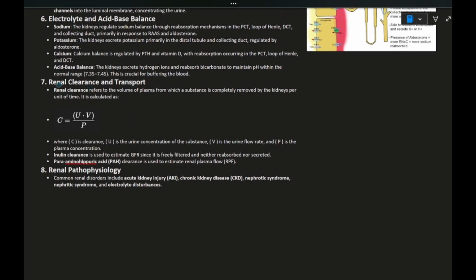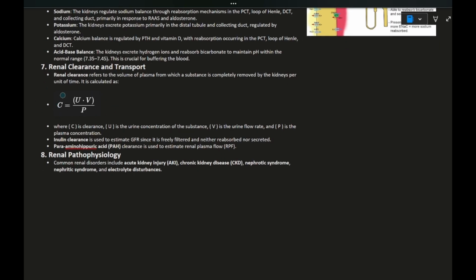Alright, let's talk about another important principle, which is renal clearance and transport. So renal clearance, or kidney clearance, refers to the volume of plasma where a substance is completely removed by the kidneys per unit of time. The formula you need to know is C equals U times V divided by P. C stands for clearance, U is the urine concentration of the substance, and then V stands for the urine flow rate, and lastly, P stands for the plasma concentration.